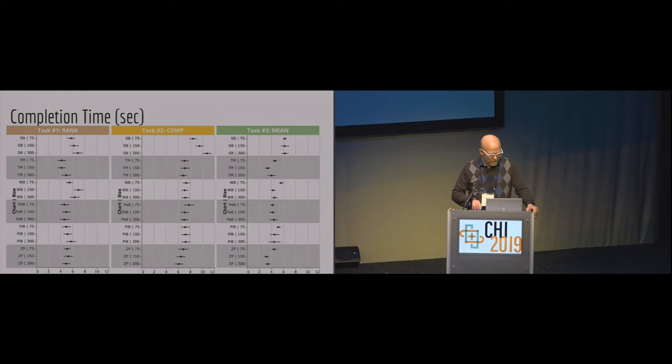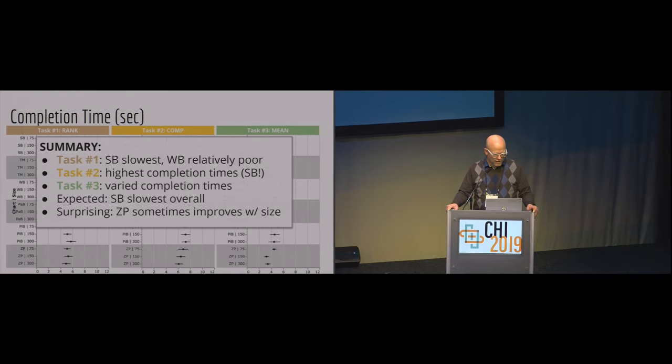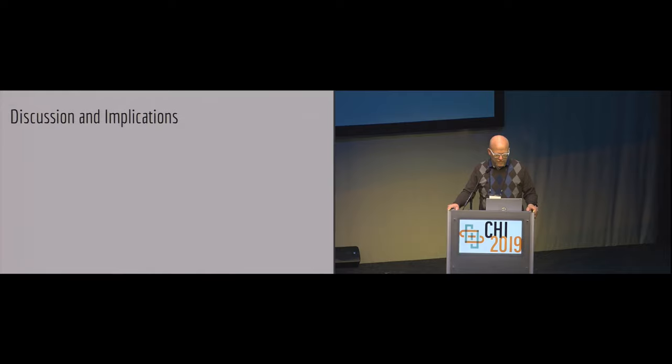Here's the completion time data. Again, I'll give you the highlights. Not surprisingly, scrolling bars were the slowest in all the examples, basically. And that's because there's interaction involved. You have to scroll up and down to see all the data values. The mean task was the most time-consuming one, trying to assess the entire data set. It's not too surprising that that takes time. So these are all more or less expected findings.